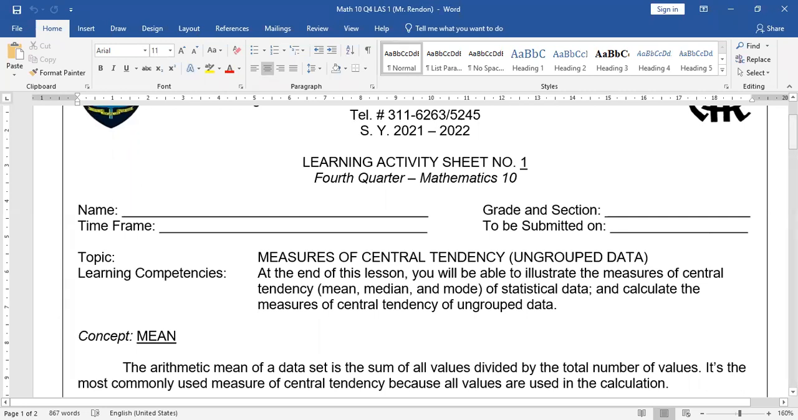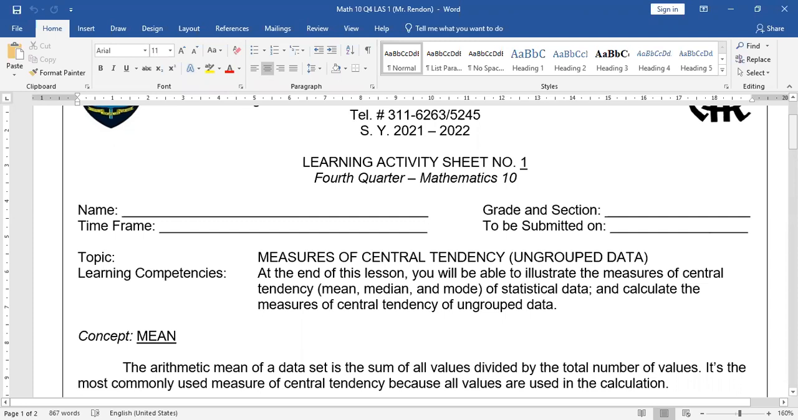That's why I've decided to include this in our LAS because you will be having your statistics class when you reach grade 11, and the content is already expecting that you have discussed already these measures of central tendency, measures of variability, and measures of position when you were in junior high school. And there will be a gap.